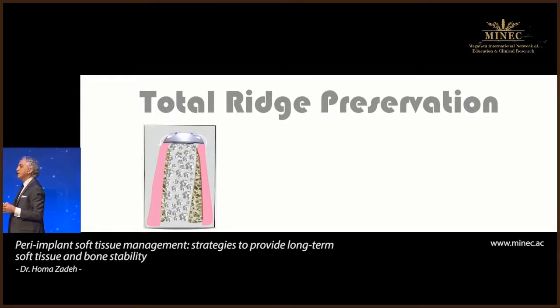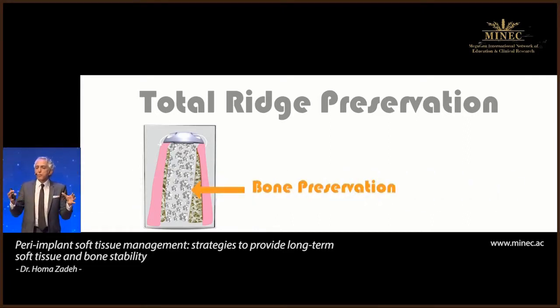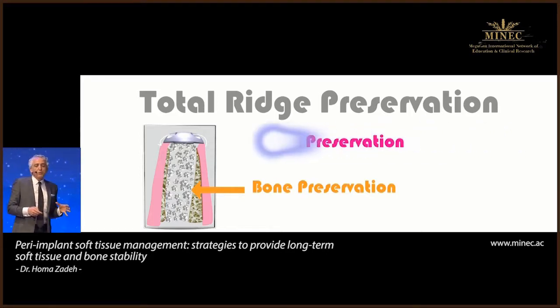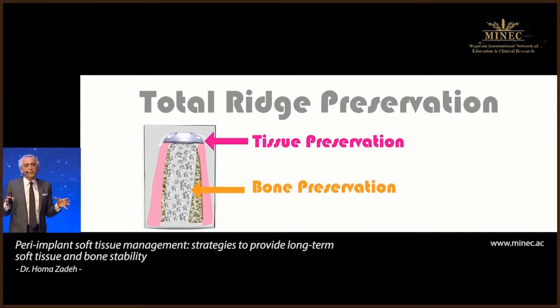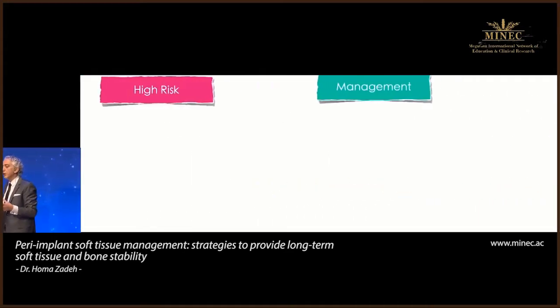So we have to think in terms of not just about bone preservation. We have to think in terms of managing sockets. We have to manage the bone and the shrinkage that takes place by ridge preservation, but we also have to do tissue preservation by preventing tissue collapse, which could have aesthetic and functional consequences.